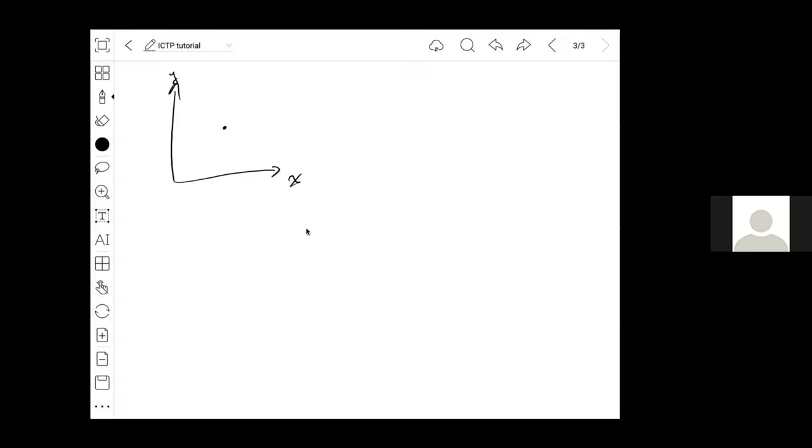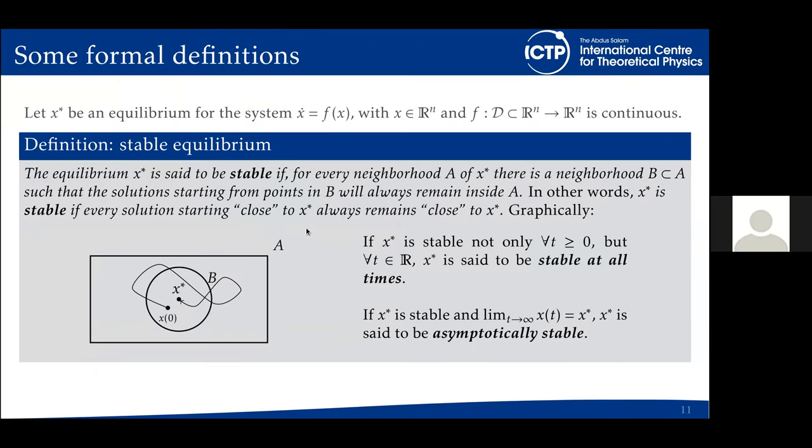Excuse me. Leonardo, can you hear me? Yes, I can hear you. And the last slide, can I go back to it? Yes. So you have written x star is stable not only for all t greater than or equal to zero, but for all t included in R, right? Yes. But for the sake of its definition, time is supposed to be contained in R plus, right? Yes, I mean, physically, yes.